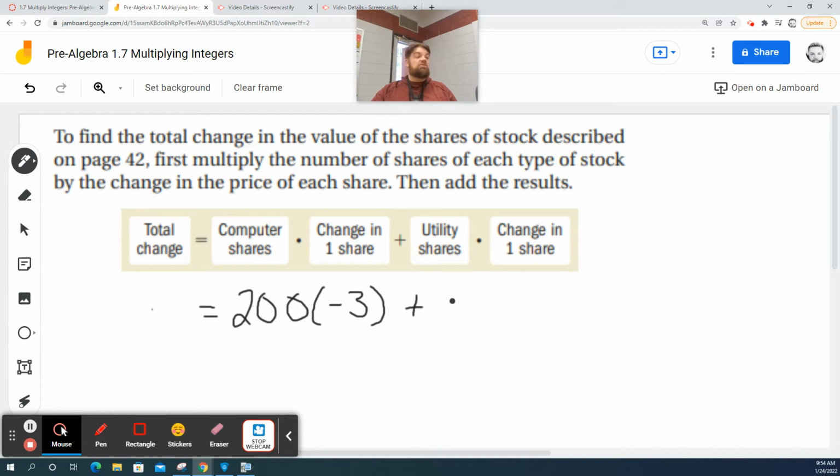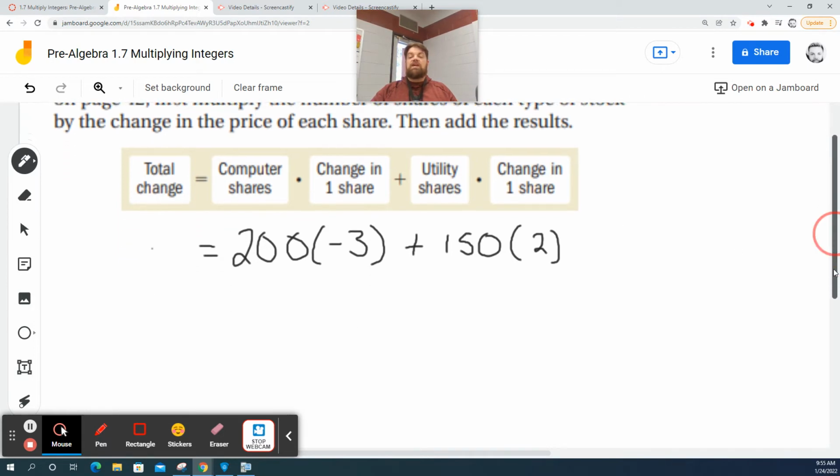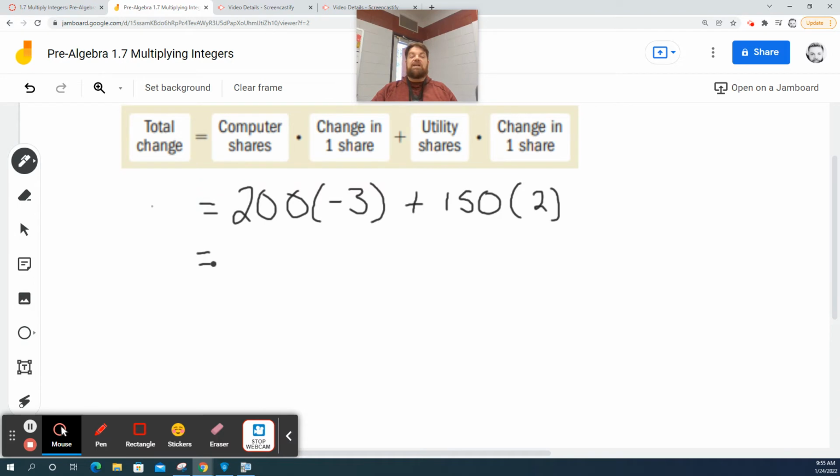But now I own shares in a utilities company. And on that one, I only own 150 shares. But on that one, the price went up $2. So then the question is, did I lose money yesterday or did I gain money? Yeah, I lost money. But what is 200 times 300?